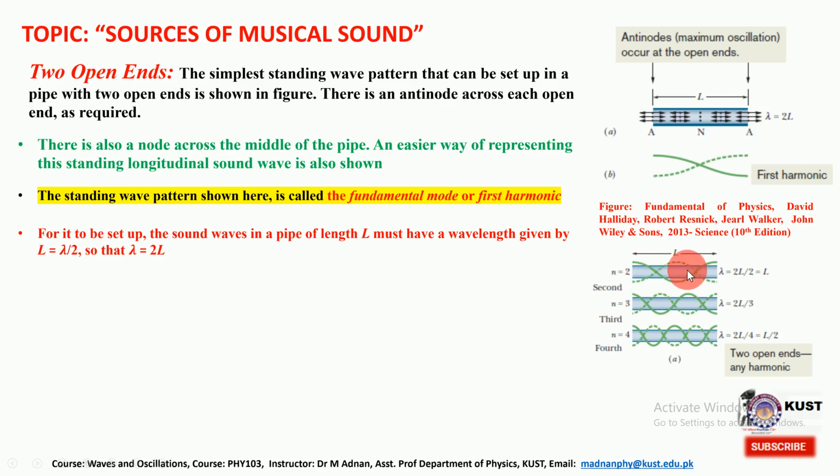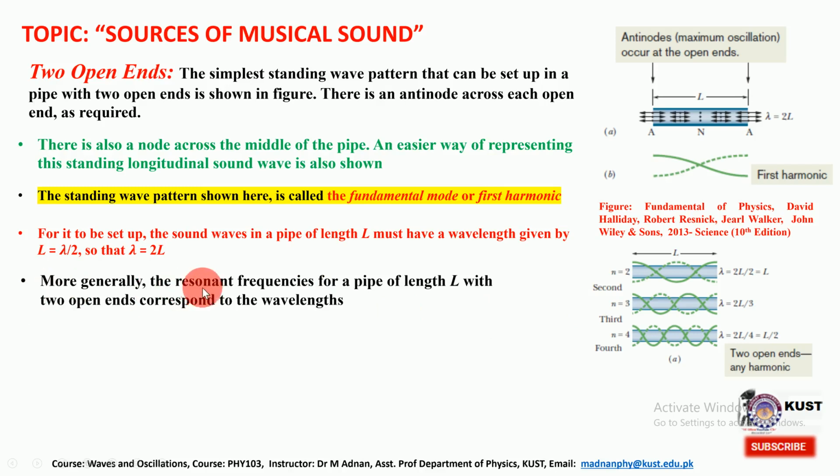Again we have the distance between two nodes, and we have another distance which is lambda by 4. If we combine all these distances, and that is equivalent to L, we will have an expression like this, such that the distance between two nodes or two antinodes is lambda by 2. In the same way we can work out these overtones.